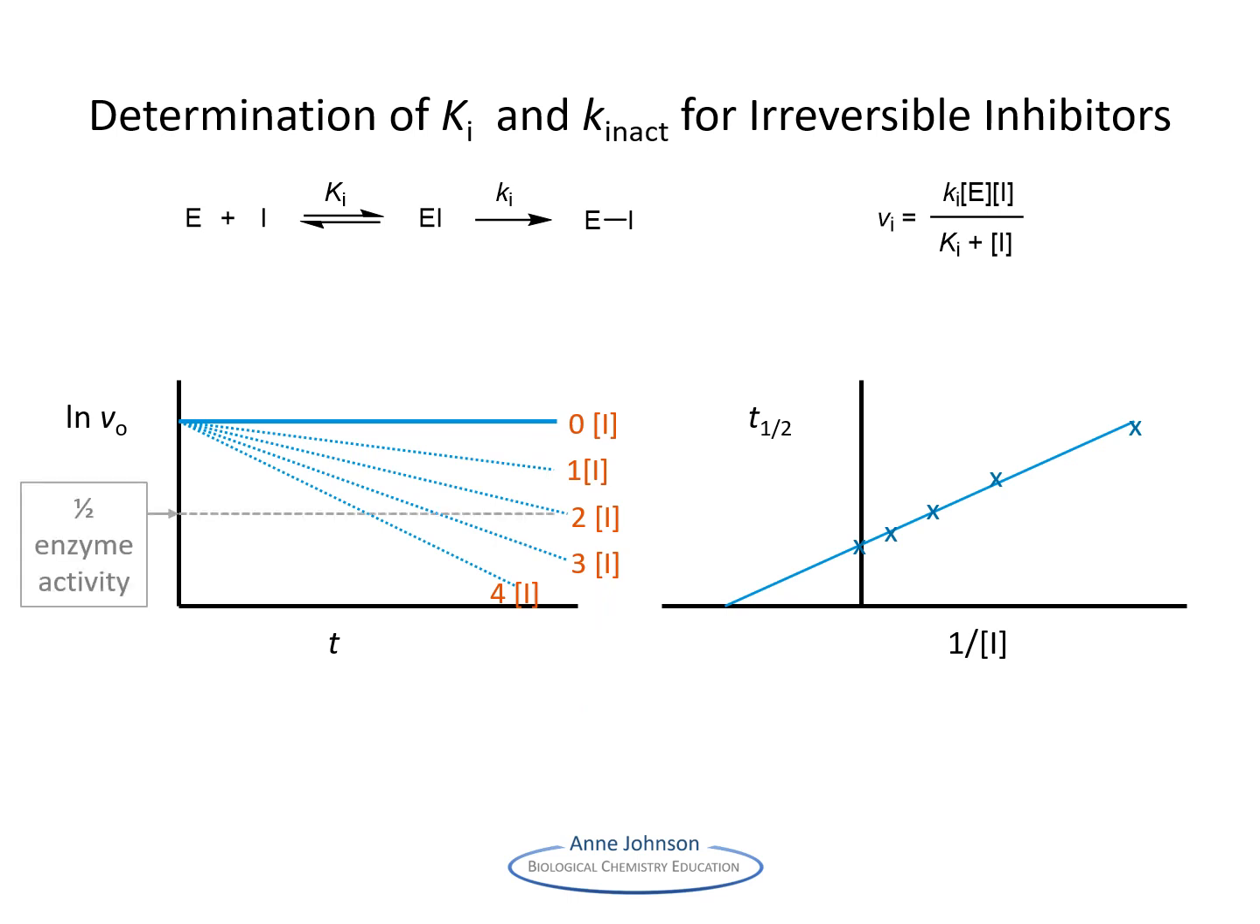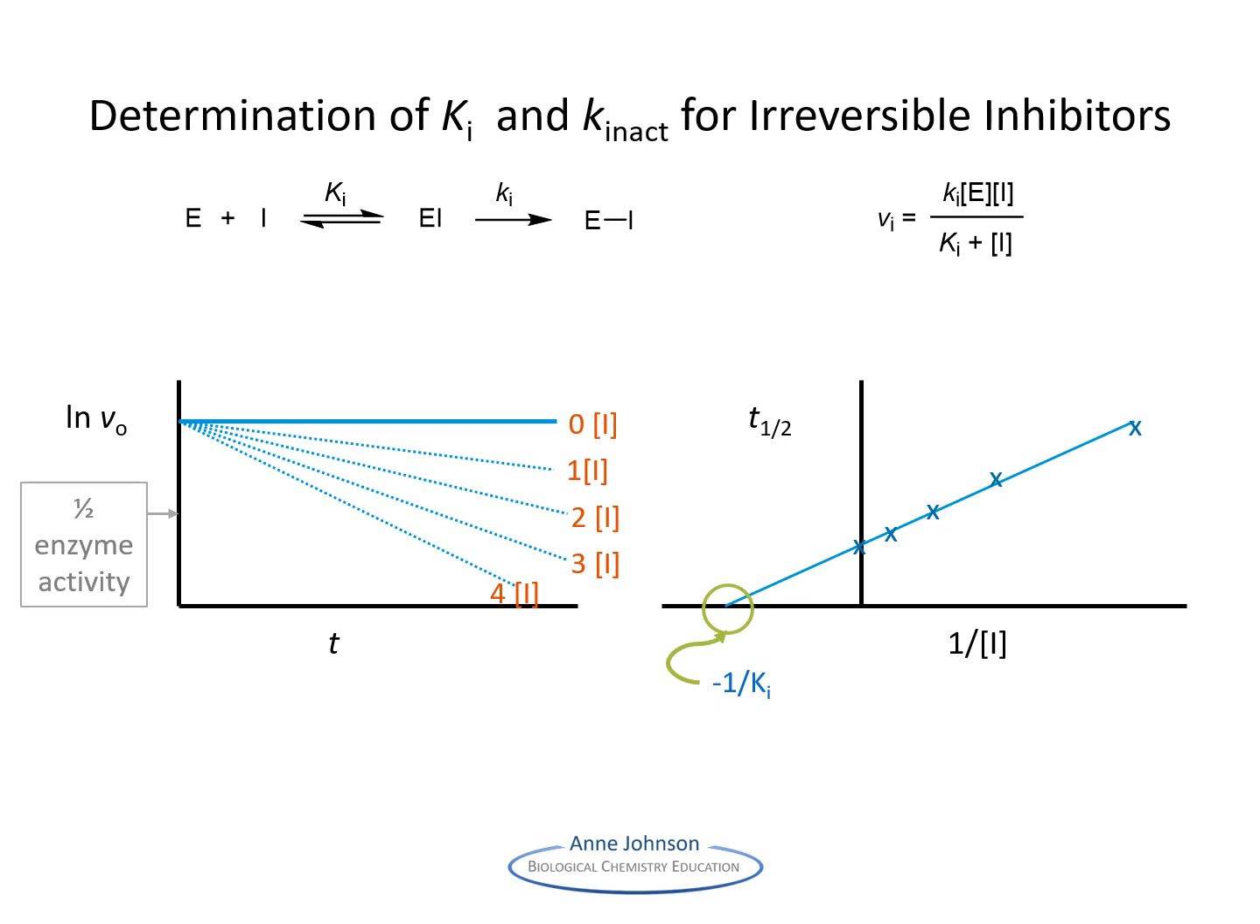If we measure the time to reach half the initial enzyme activity, we have the value for the half-life of inactivation at each inhibitor concentration. We will plot this value as a function of inverse inhibitor concentration. Now we can determine the Ki from the negative inverse of the x-intercept.